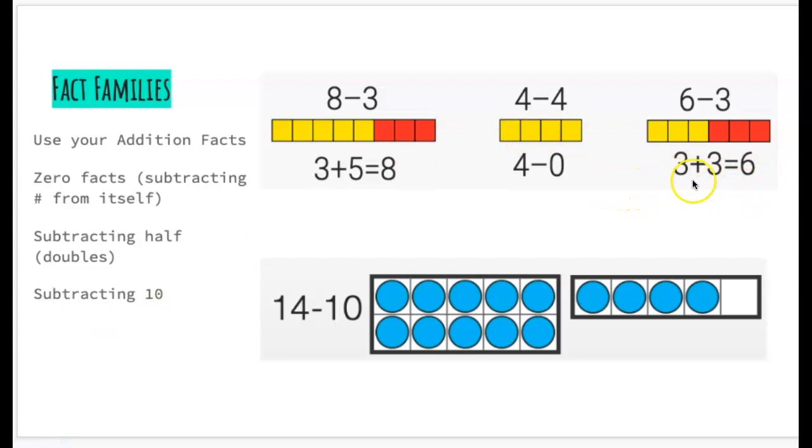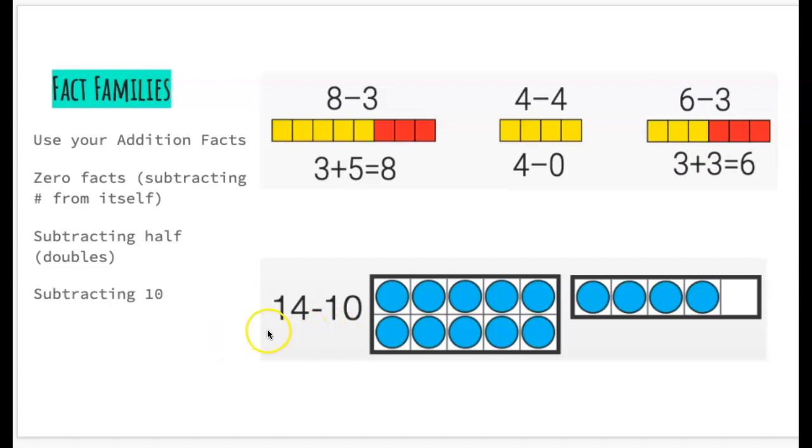Also, we know from our addition fact families that any number plus itself is a double. And so we can use that when we're doing subtraction. If we have 6 and we take away half of 6, which is 3, we'll get the other half, 3. So this is a good way to use your doubles in addition to help you with subtraction.